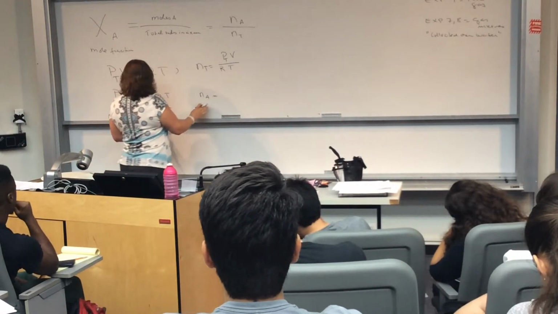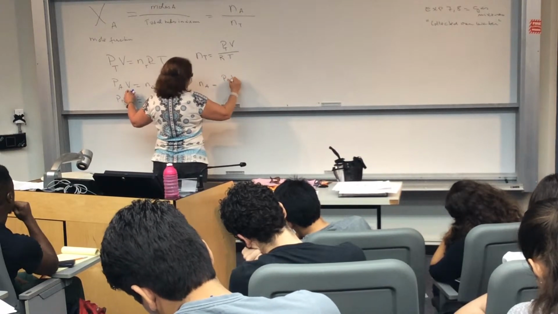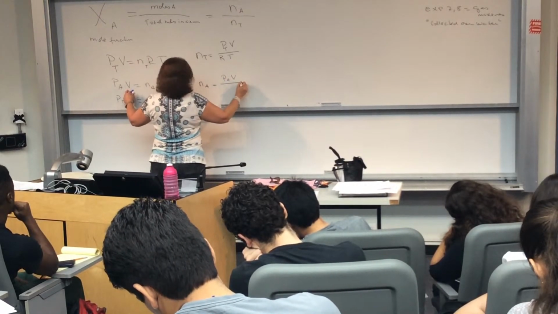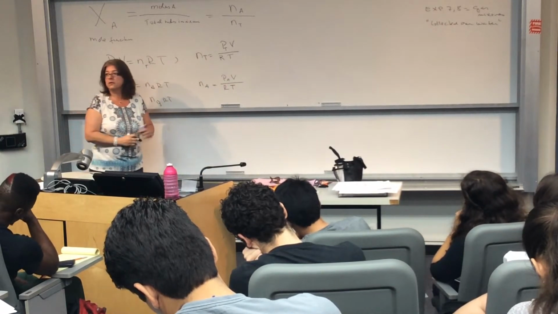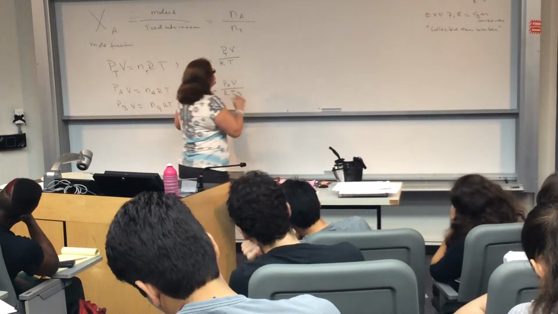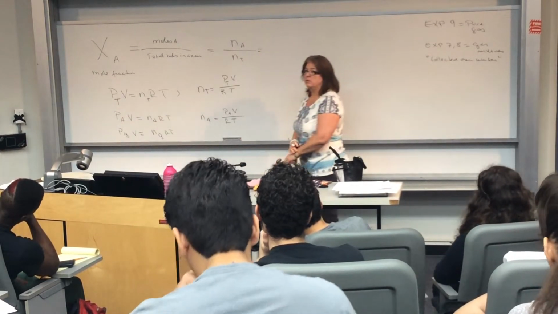Mm-hmm. So can you do that for me here? P sub A, the unique volume over R and T. Is that fair? That's true, isn't it? Okay. Allow me just one more.